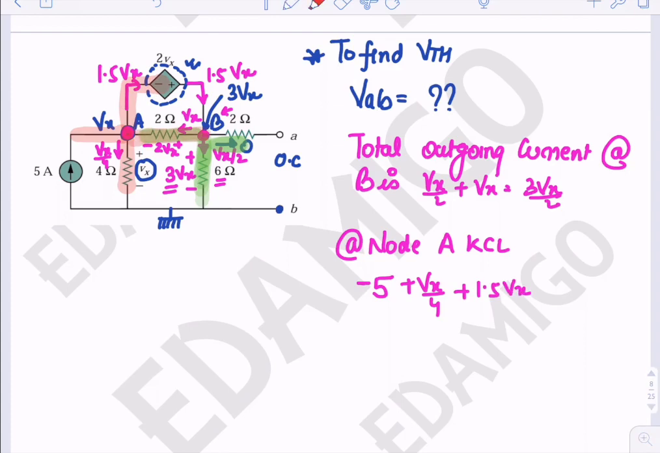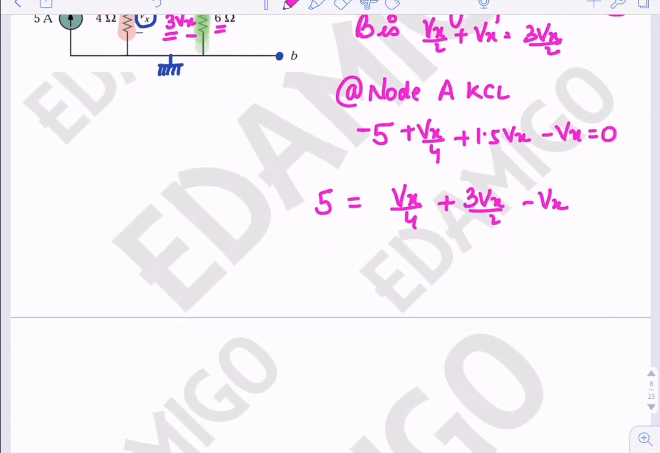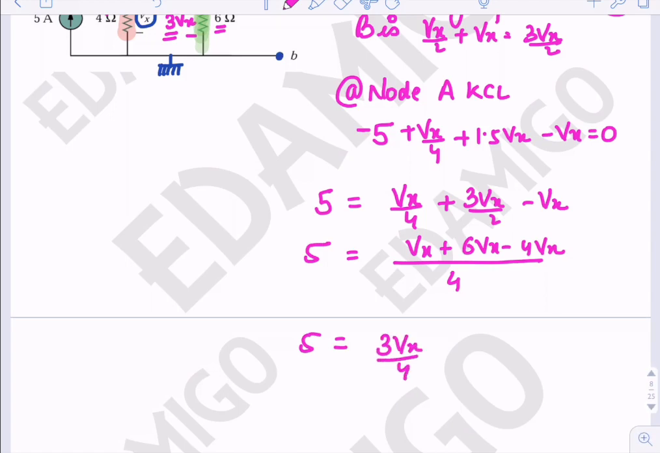The incoming current is Vx. So we can say that 5 is equal to Vx by 4 plus 3Vx by 2 minus Vx. Let us say 4 as common. So Vx plus 6Vx minus 4Vx is equal to 5. So 3Vx by 4 is equal to 5. Vx is equal to 20 by 3.